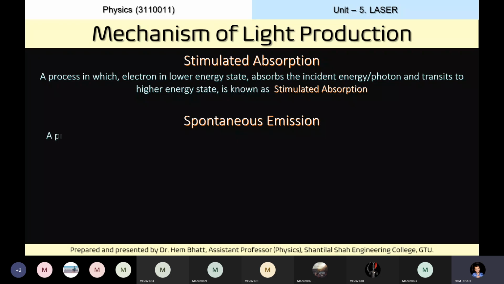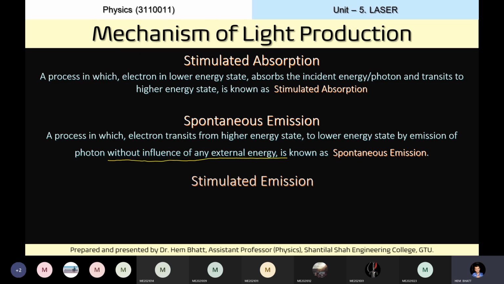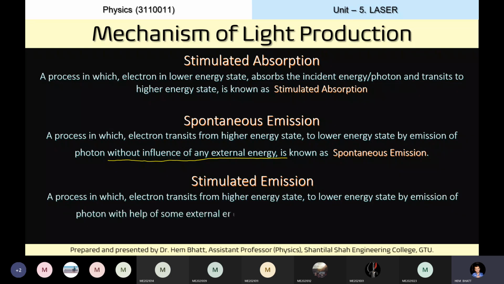Okay, so what is spontaneous emission? A process in which electron transits from higher energy state to lower energy state by emission of photon without any external influence, external energy. But if it is stimulated emission, it is a process in which electron transits from higher energy state to lower energy state by emission of photon with the help of some external energy or photon, and so it is stimulated process, stimulated emission.